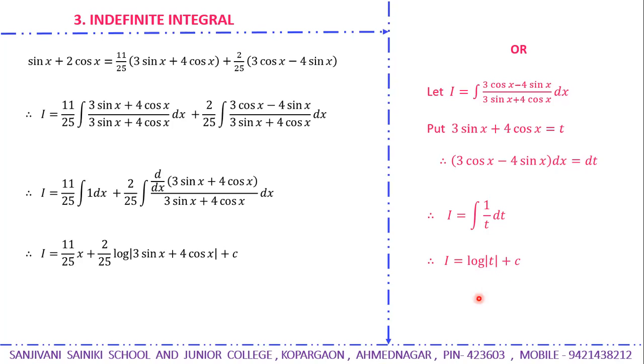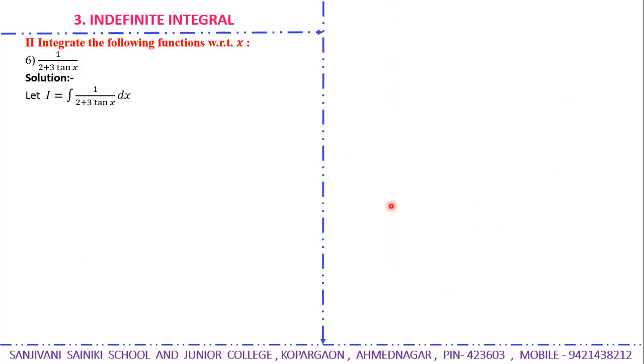So what is the value of t? t is 3 sin x plus 4 cos x. So put that value in. You get log of (3 sin x plus 4 cos x) plus c, which we have obtained over here. So there are two ways. You can use the substitution as well as you can use the formula, the integral of f dash of x upon f of x dx. Now the next example: 1 upon 3 plus 2 tan x.